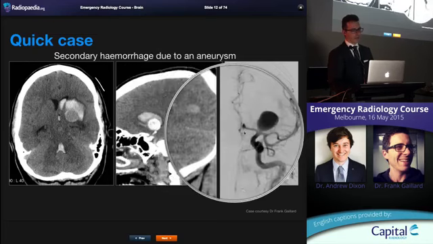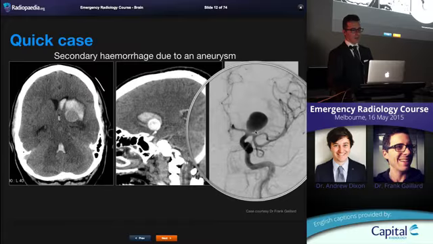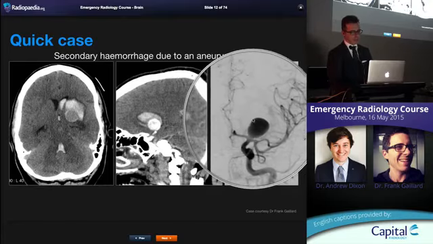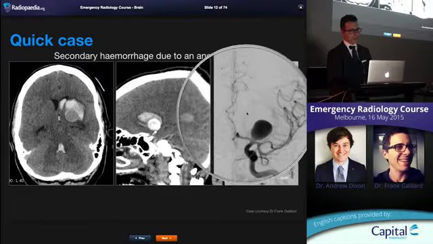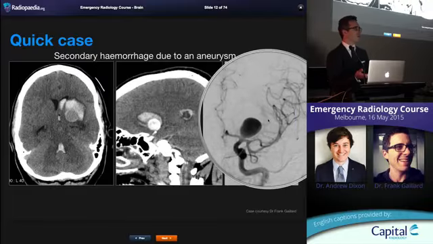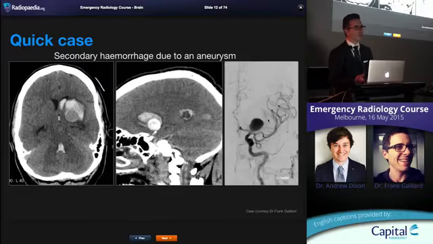And they went on to have a carotid injection during a digital subtraction angiography, and you can see the size of this vessel. It ruptured somewhere at the top, locally tamponaded, and the patient hasn't died yet. They need treatment quickly.